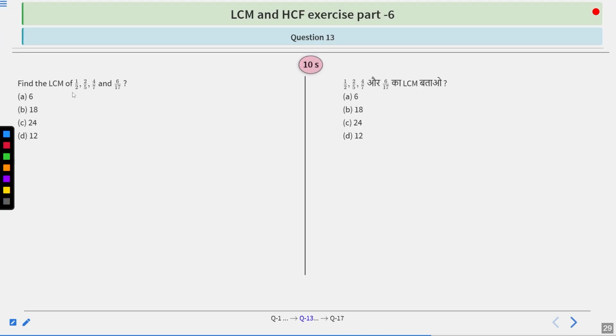Find the LCM of 1 upon 2, 2 upon 5, 4 upon 7 and 6 upon 17. And options are 6, 18, 24 and 12. These are the options.